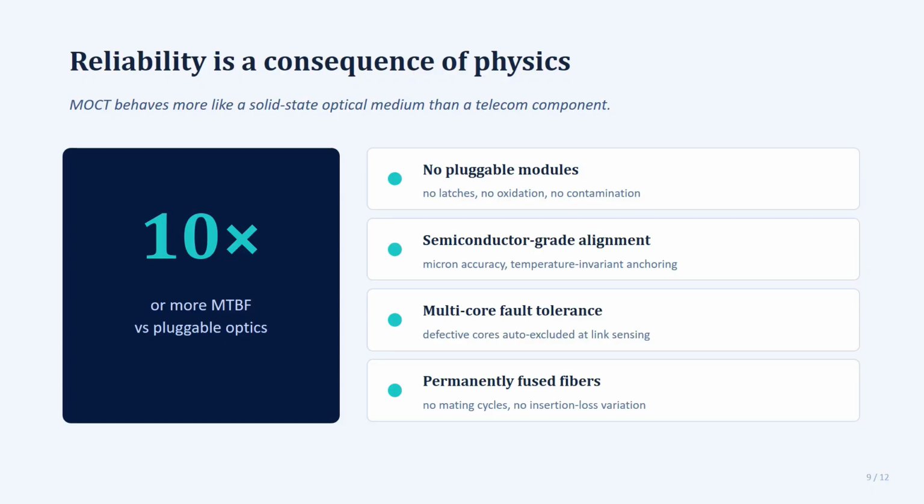Reliability is not an add-on. It follows directly from the physical design. With no pluggable modules, semiconductor-grade alignment, multi-core fault tolerance, and permanently fused fibers, the MOCT achieves a mean time between failures 10 times or more above pluggable optics. It behaves like a solid-state optical medium.